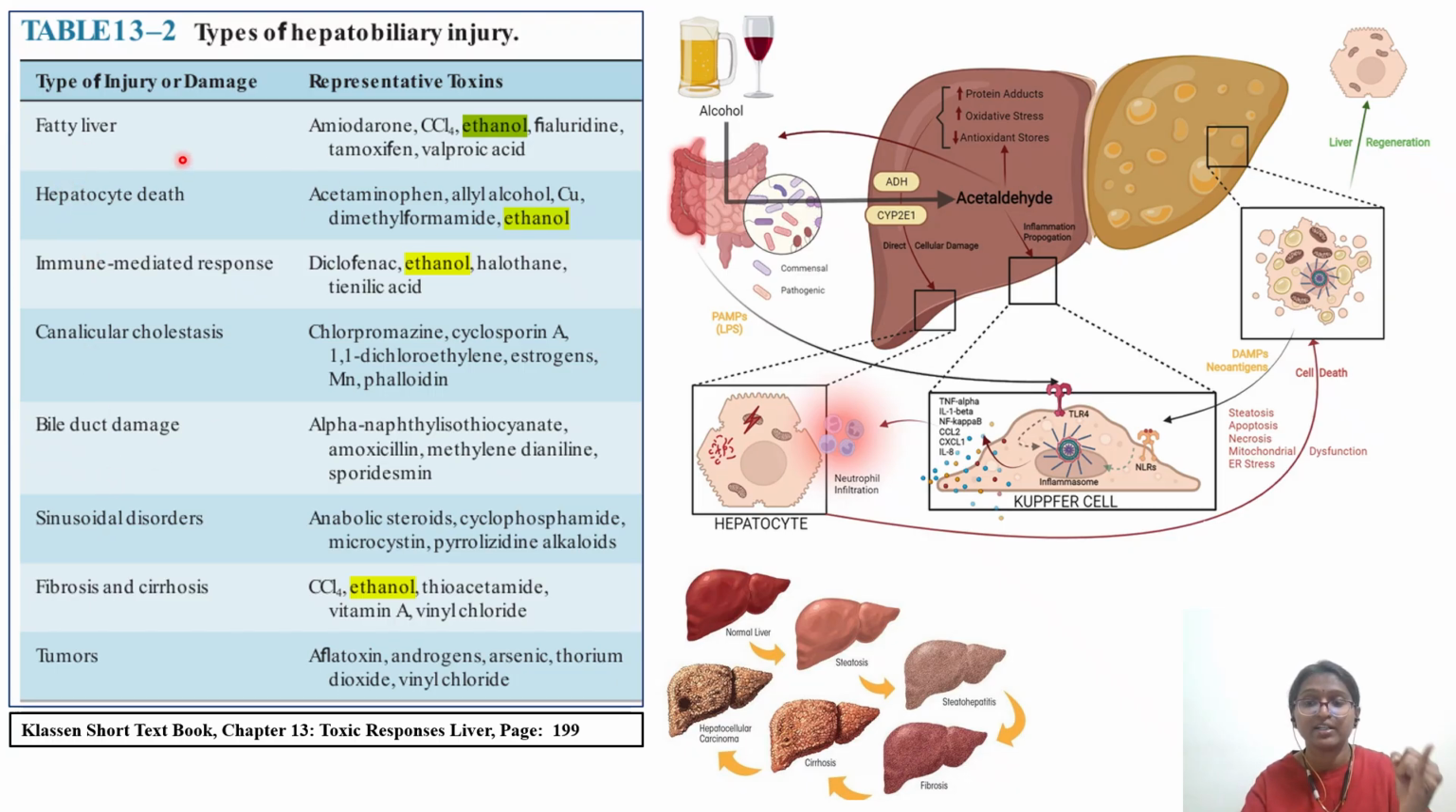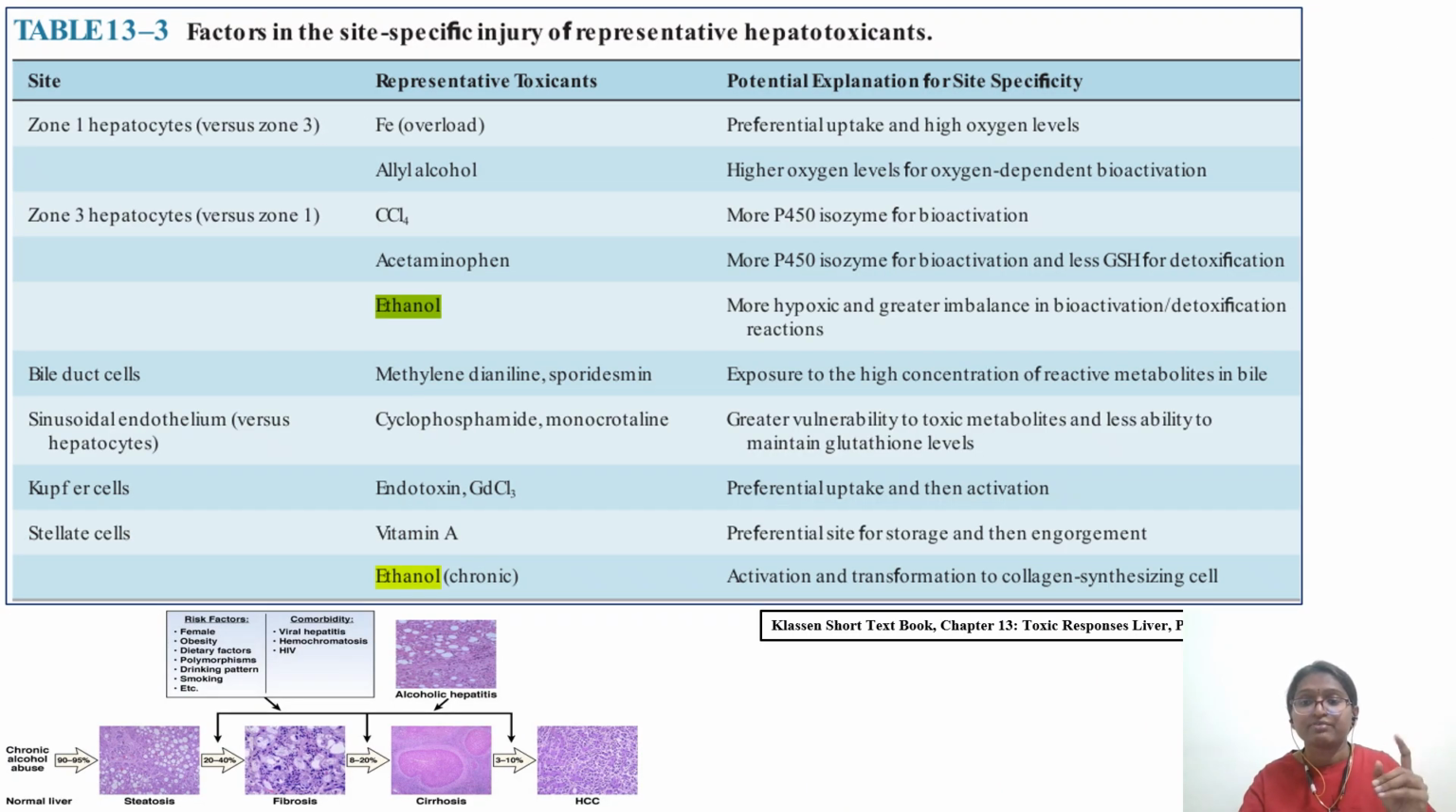So ethanol is causing fatty liver, and ethanol is causing hepatocyte death, cell death, because of oxidative stress; lack of oxygen to these hepatocytic cells will take place. Then ethanol is causing an immune mediated response. Ethanol is causing fibrosis and cirrhosis. So here you can see different pathways. In the last video we have discussed how it is affecting Kupffer cells, how superoxide radicals are released, how it is causing lipid peroxidation, and how it is causing hepatocyte death. All these things we have discussed. So remember different regions.